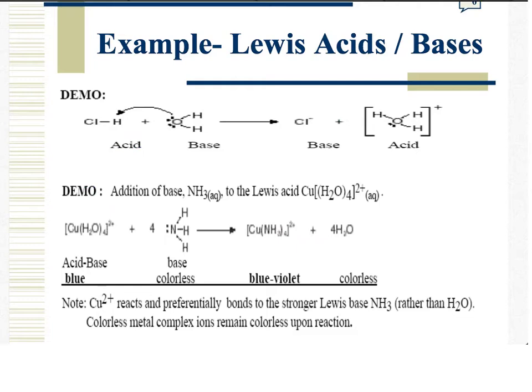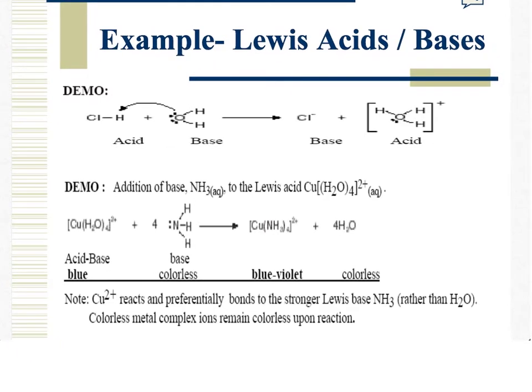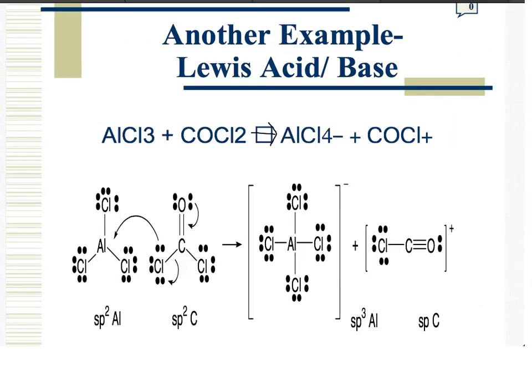Here you see an example of a Lewis acid and a base, where you have the base donating an electron pair to the HCl. So here you have the base, and what's happening here is the electron pair is being shifted. When this occurs, you have Cl minus, and now you have H3O plus over here. Another example here of a Lewis acid and base.